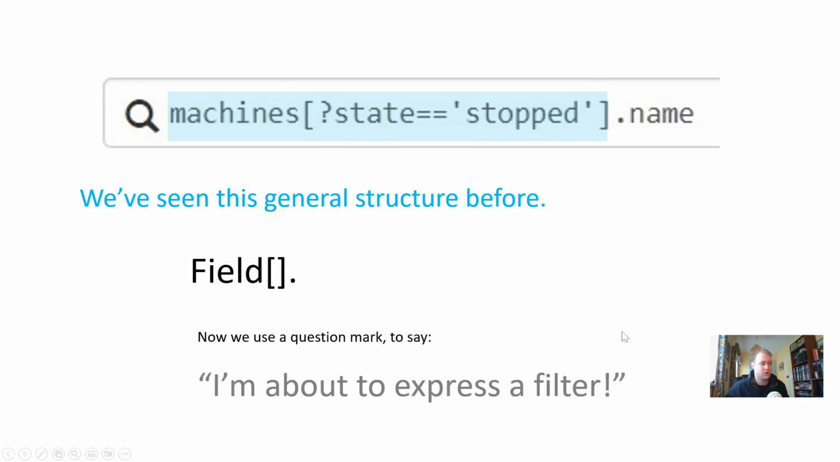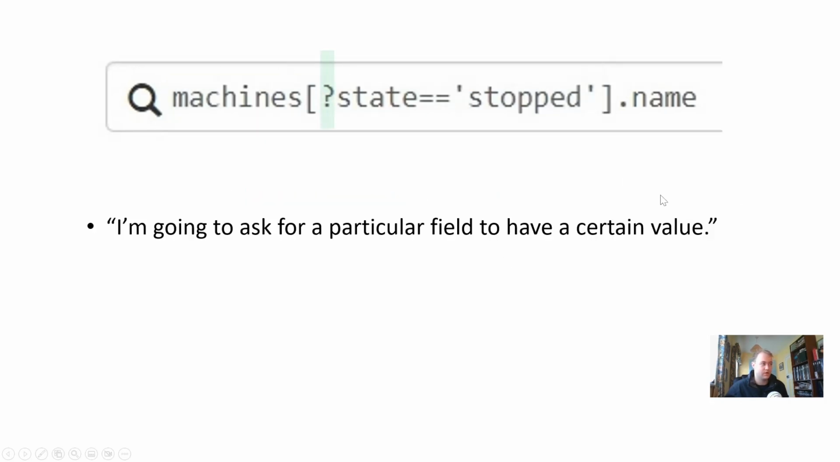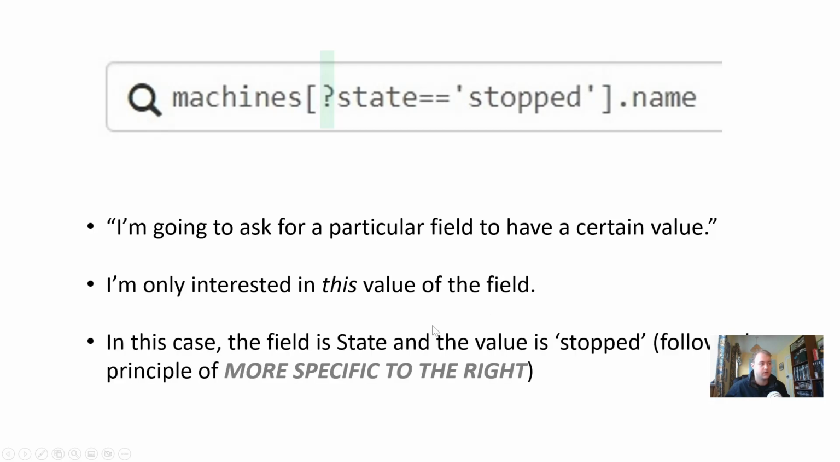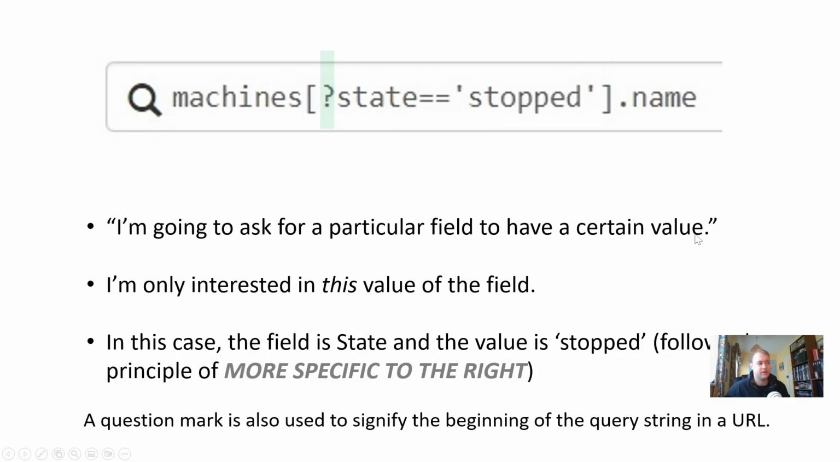But now we're using a question mark to say I'm about to express a filter. There's a question mark just tucked within the opening square bracket, and we're saying I'm only interested in this value of the field being state and the value being stopped. We're not interested in running or terminated, and it follows the principle of the more specific to the right. So we're not saying stopped has to be equal to state, there is a sort of direction to it.